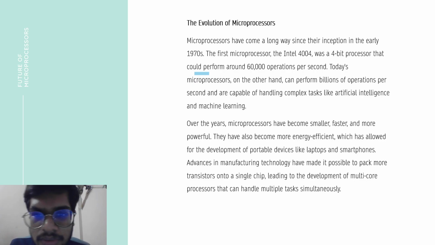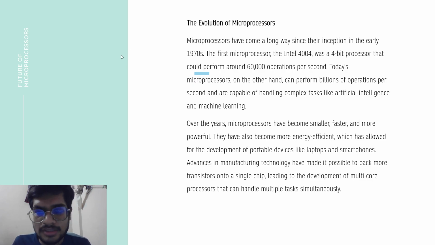And this is true, because the growth of technology is exponential. If the microprocessor was performing 60,000 operations in the early days, then in today's year, that is 2023, billions is not surprising. Over the years, microprocessors have become smaller, faster and more powerful. This is a main point that needs to be noted.